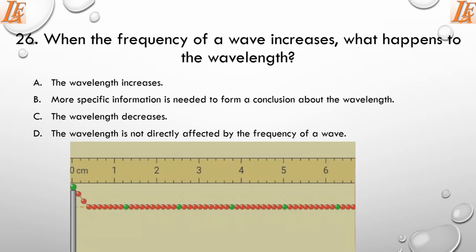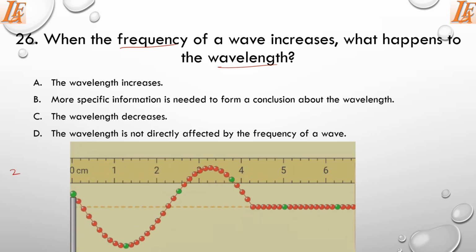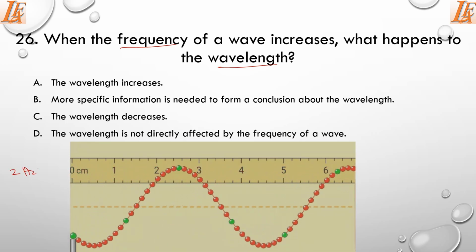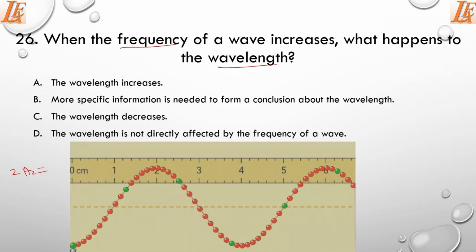Question 26. When the frequency of a wave is increased, what happens to its wavelength? Remember, we defined frequency as the number of waves per unit time, while we defined wavelength as the distance between two successive crests or troughs. So in this case, before we look at the options given, I want us to look at the wave that we have here. And in this case, I want to introduce a frequency of 2 Hz, and then now I want you to look at the wavelength which is formed.